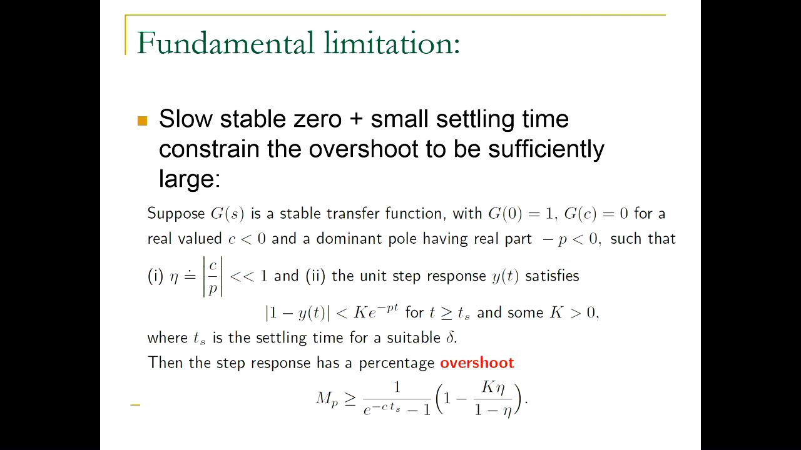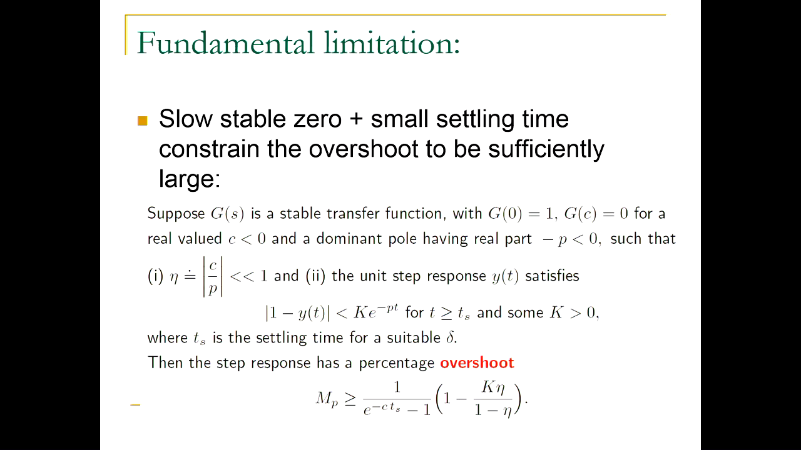Right? So note that now both the zero and pole are in the left half plane. Both of them are stable. And we are just talking about the case when the zero is much closer to the imaginary axis than the pole. This is what the inequality means: much smaller than 1 means that c is much closer to the imaginary axis. And suppose that we consider the unit step response y(t) that satisfies this.